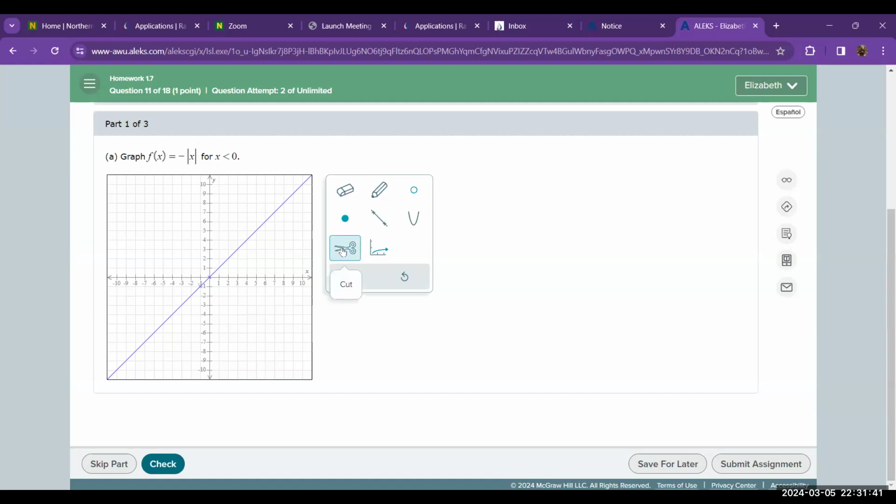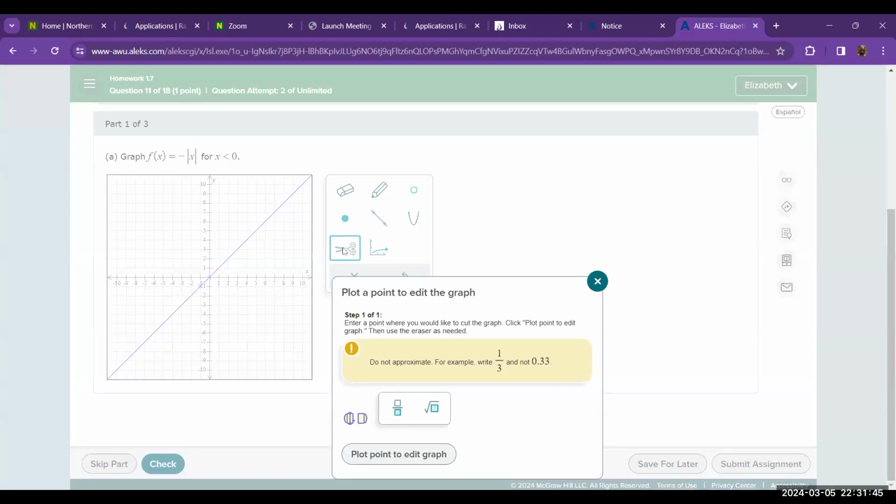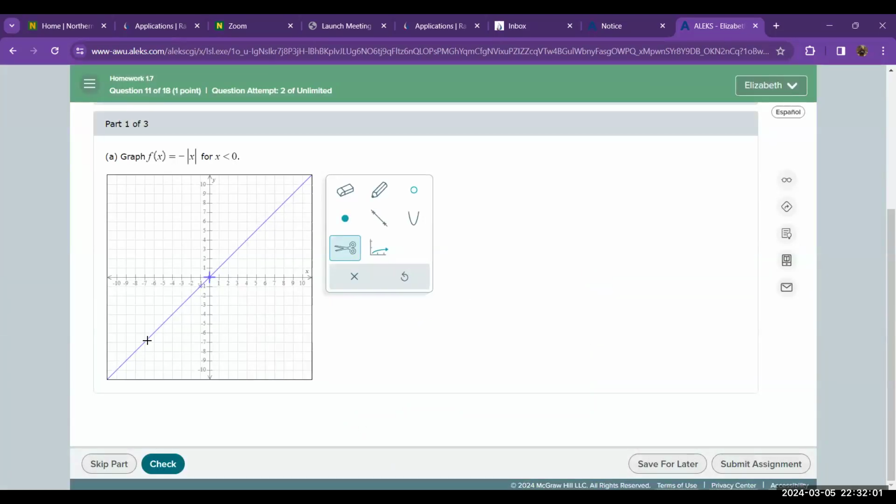So that's where these scissors come in. I'm going to say that I want to cut this graph. And the first thing I want to say is, where do you want it to cut? Meaning, where's the part where you want to stop graphing? So that would be 0, 0. By putting in 0, 0, I'm now kind of splitting this graph in two parts, where if I wanted to erase something, it's not going to erase the whole line. You see that? So I could either erase this part or I could erase this part because I cut it in the middle.